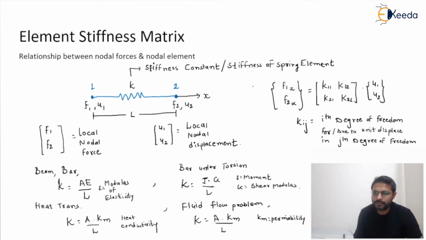So here you can see the relation between the nodal forces and the nodal displacements, and here are the elements. So here we have defined the element stiffness matrix, and in the upcoming video we will see how to combine the local stiffness matrices into an assembly and get the global stiffness matrix.